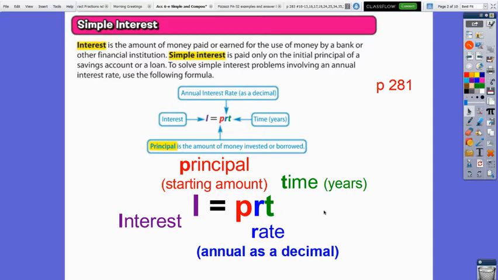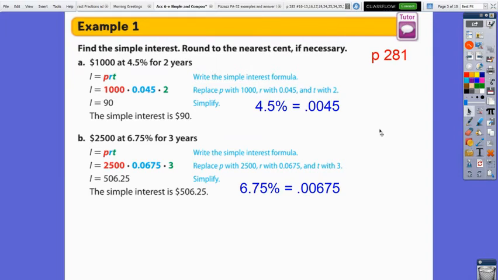And rates are always given as annual rates, the interest rate for 1 year. So the time is always in years, and the rate in the formula here is written as a decimal. So even though it's always given to you as a percent, you use the decimal version of the percent in the simple interest formula. So you should be able to calculate the simple interest for any situation if you are given the principal, the starting amount, the rate, and the time. And you just multiply those three things together.